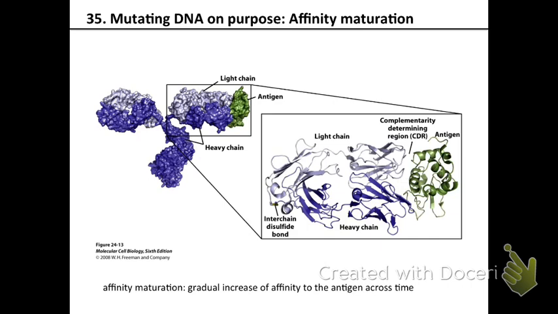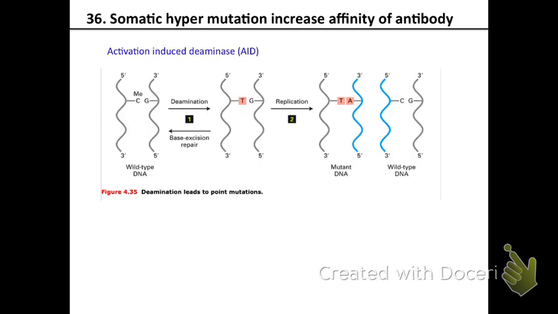So if you have mutations, it's going to change the amino acid sequence, that's going to change the structure, and that change can either increase the affinity or decrease the affinity. And if it increases the affinity, those cells will divide more, and then you're going to have many more cells making antibodies that are more specific to this antigen.